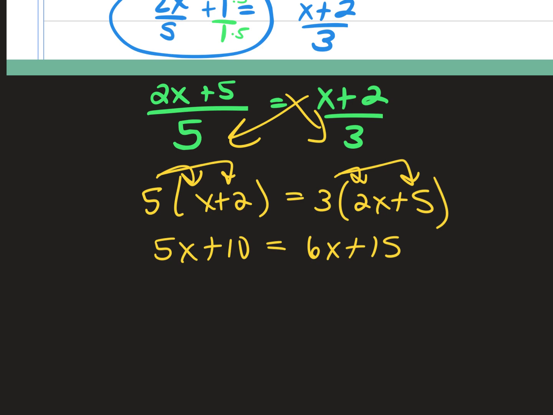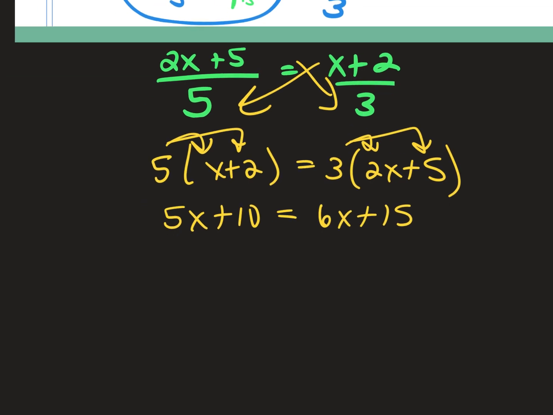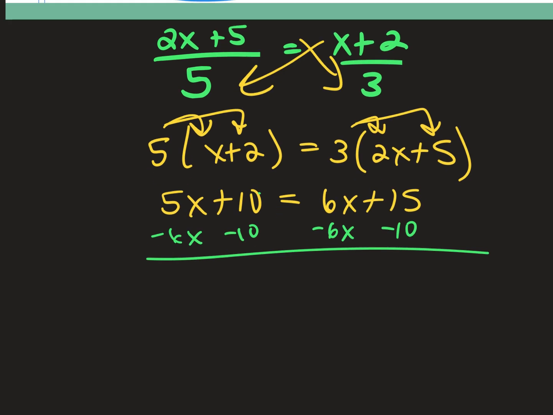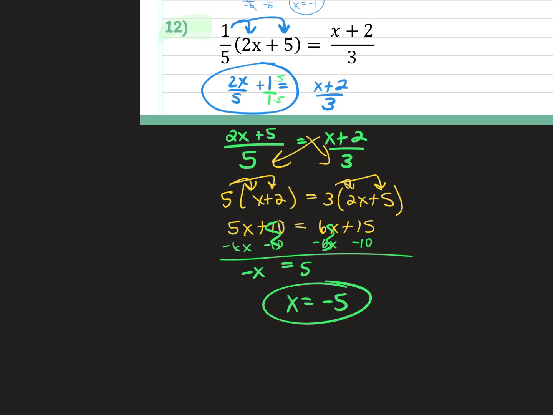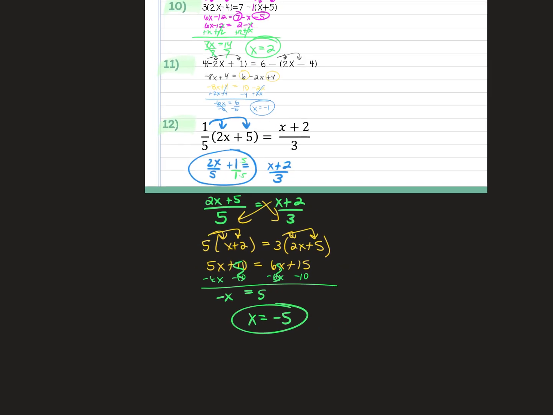Let's move numbers to the left and letters to the right, or we're going to move letters to the left and numbers to the right. It doesn't matter. Just make sure your signs are correct. I personally am going to subtract 6x from both sides, and I'm going to subtract 10 from both sides. So what's 5x minus 6x? Negative x equals what? What's 15 minus 10? 5. So what does x equal? Negative 5. Good. Did anybody do that a different way? You can. That's fine. Did you get the same answer? Yes. You're good to go then.